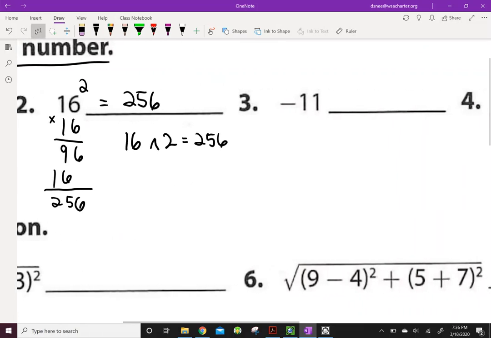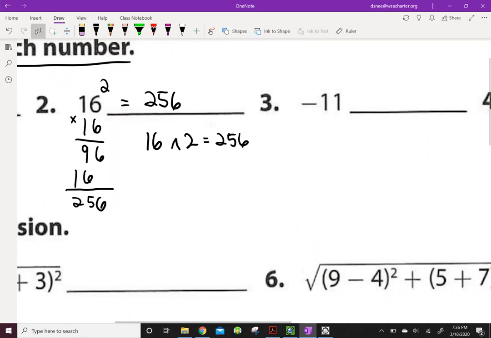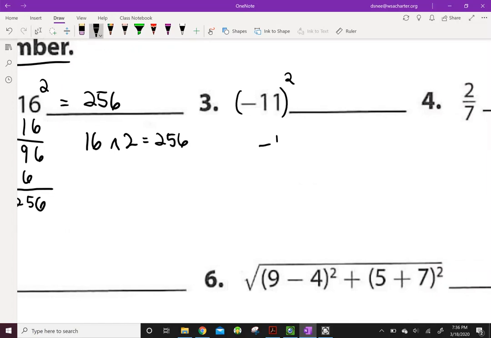I'm going to try and move along quickly here. It's telling us to take the square of each number. So I'm going to take the square of -11. If I'm typing that into my calculator, I need to make sure that I put that -11 in parentheses. Or what I'm doing is -1 times 11 squared, which is going to give me -121.